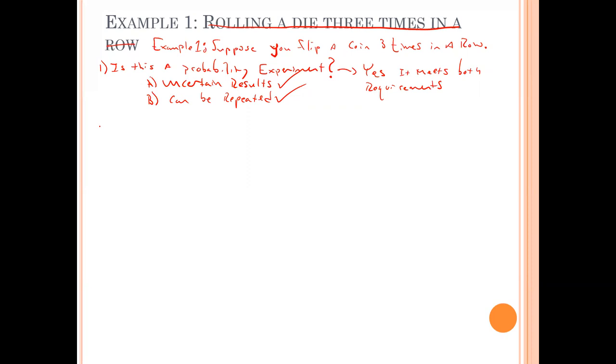All right, second question here. What is the sample space for this experiment? First off, what is a sample space again? It's a list of what? All possible outcomes. Okay, yep.